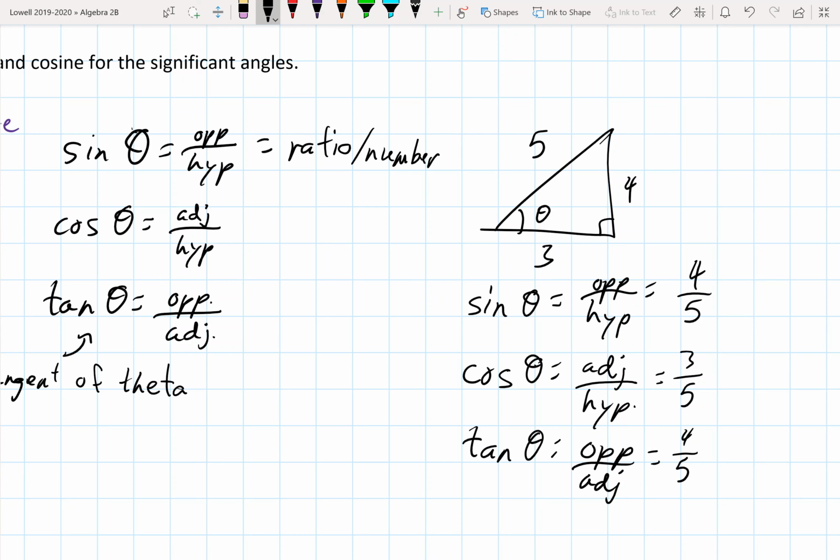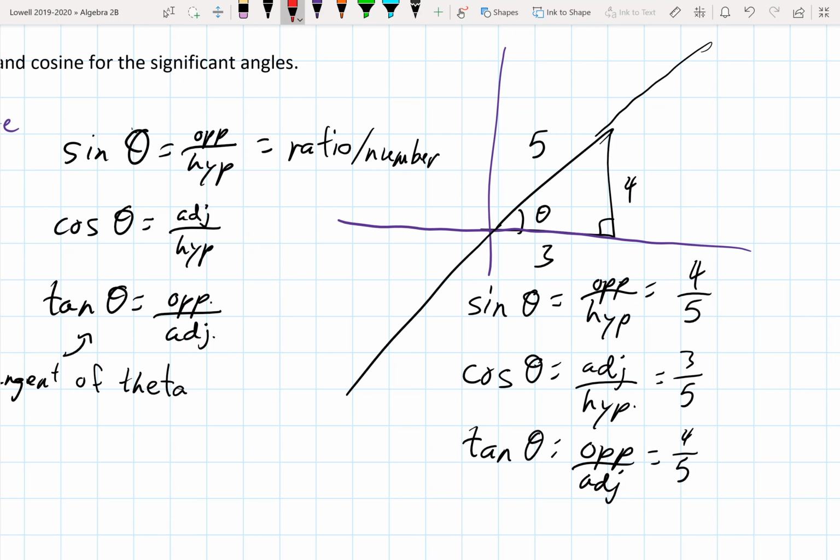Another way that people think about tangent is, if you imagine this being a line on your coordinate plane, let's draw it this way. You could think of the 3 and the 4, the two legs, as a slope triangle following this line here, and I'll draw the line in black.